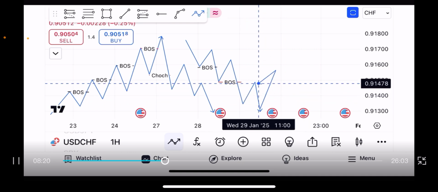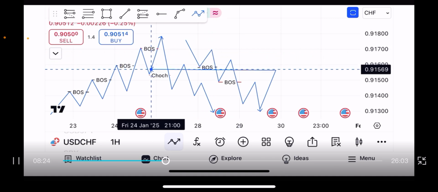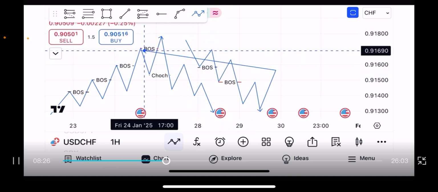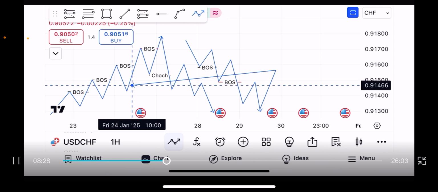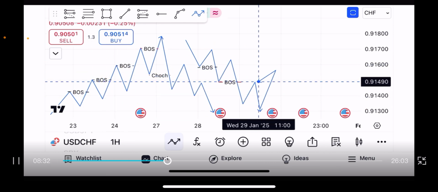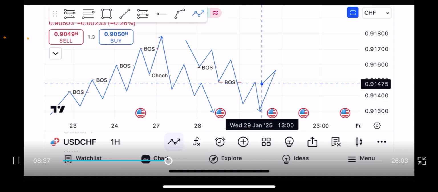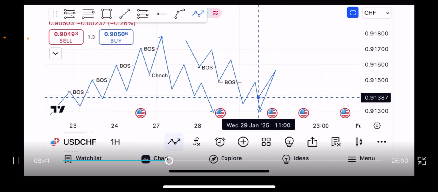You understand? This is a strong high, this is a strong high, and this is a strong high. The same way, this is a strong low because it took out this high, this is a strong low because it took out this high. This low is strong and this low is strong. So this strong high that took out this low got taken out. So this is a change of structure. Now if this is a change of structure, the market has changed from bearish to bullish.